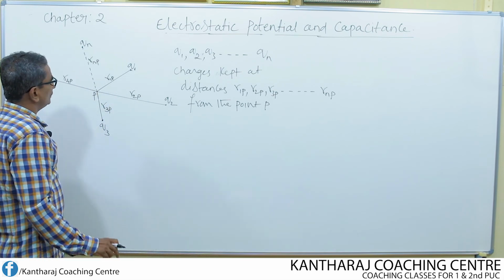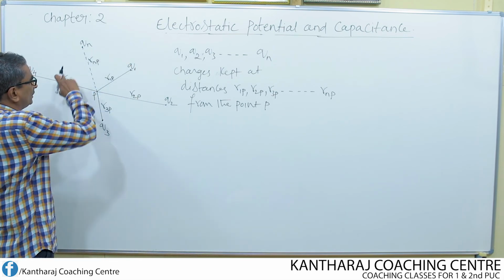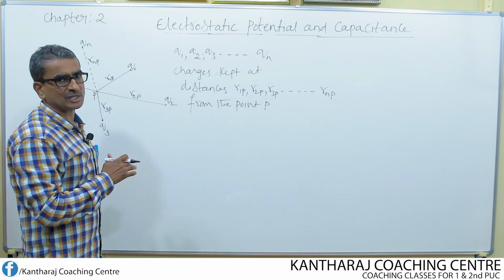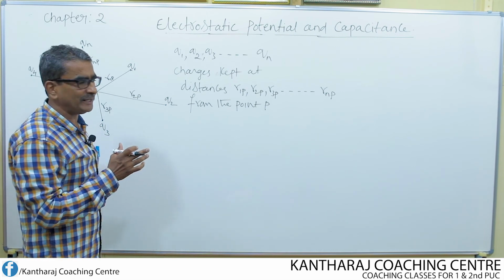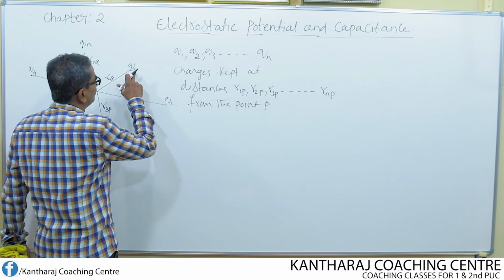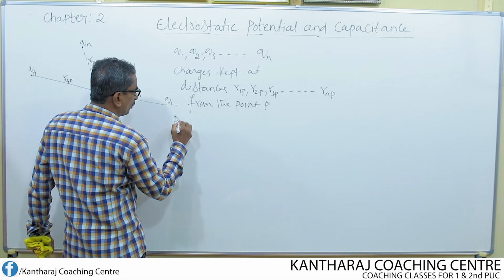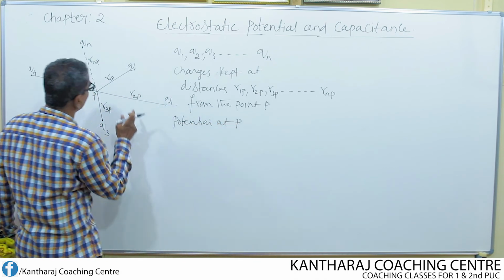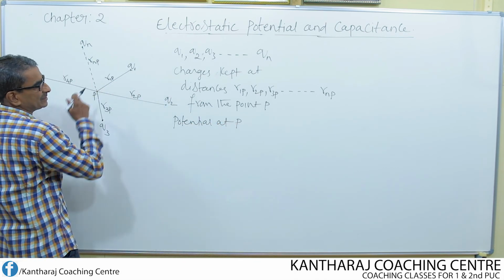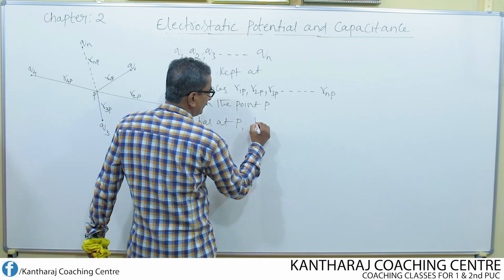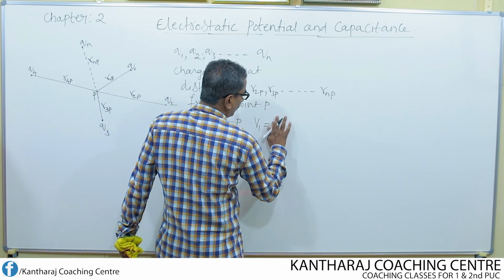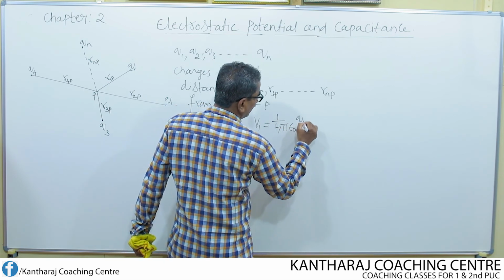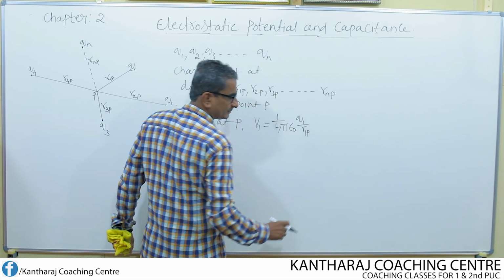Now, to find the total potential of all these charges, let us first find the potential due to individual charges separately. First, I find the potential due to the charge Q1. So, potential at which point? At P. Remember, potential at the point P due to this charge Q1 is given by V1 equal to 1 over 4 pi epsilon naught Q1 divided by R1P.